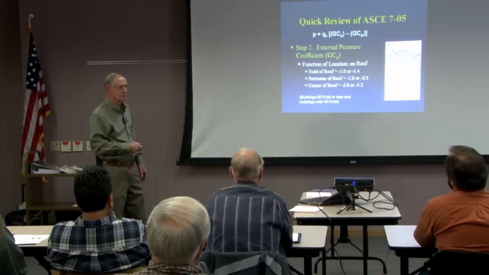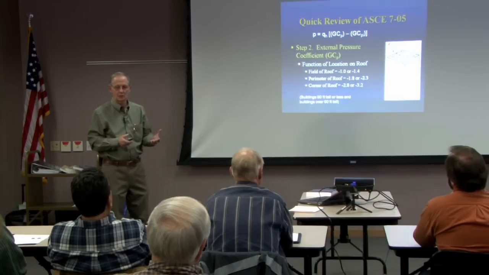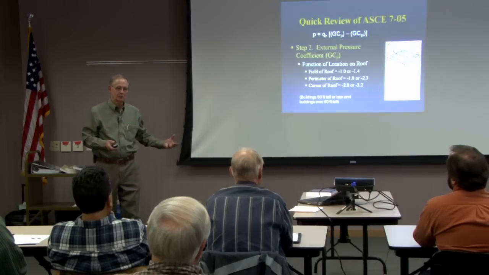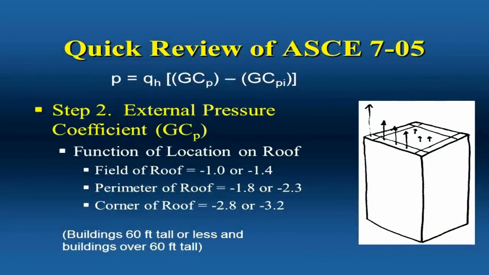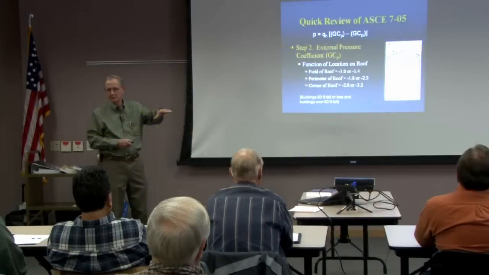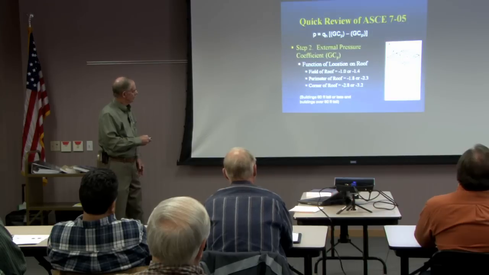The next thing that you do is convert that velocity pressure into uplift pressure in 3 zones on the roof. The field of the roof has the lowest uplift pressure, the perimeter second lowest, and the corners have the highest uplift pressure. And these numbers for GC sub p, this factor right here, is either going to be negative 1.0 or a negative 1.4, depending on how tall the building is. There's a break point at 60 feet. Buildings above 60 feet are going to be, in the field of the roof, a negative 1.4, and you can see how that works.